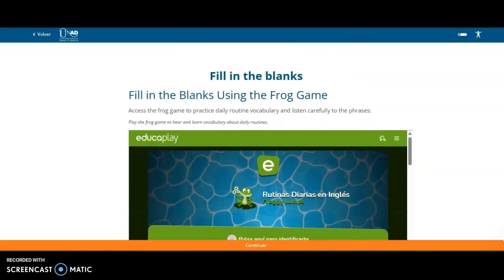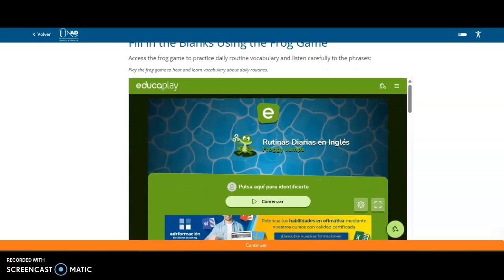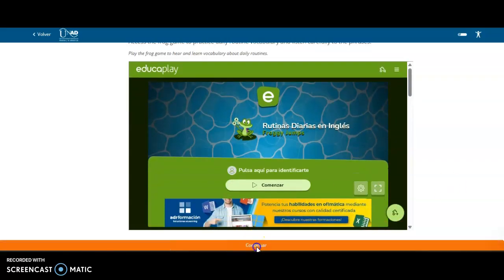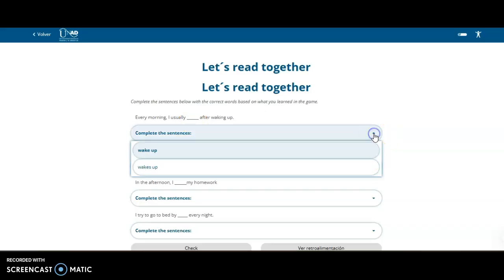In the first activity we need to fill in the blanks. Students are going to play about their routines in that resource from EducaPlay. Then they are going to answer questions about it. Let's read together. We are going to complete the sentence with the correct word based on what they learned through the game. Every morning I usually, so in that case, when I think about the first person, we have to use it with S or without S.